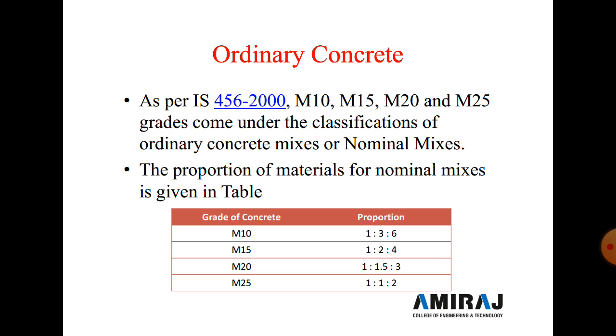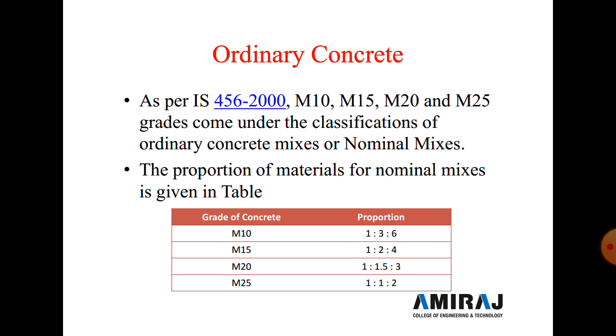For M10 grade, the proportion is given as 1:3:6. So what is 1:3:6? 1 is 1 part of the cement, 3 is 3 parts of the sand, and 6 is 6 parts of the aggregate. In terms of weight, it is like 1 kg of the cement, 3 kg of the sand and 6 kg of the aggregate.